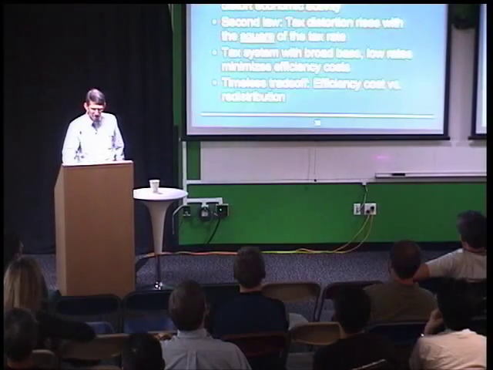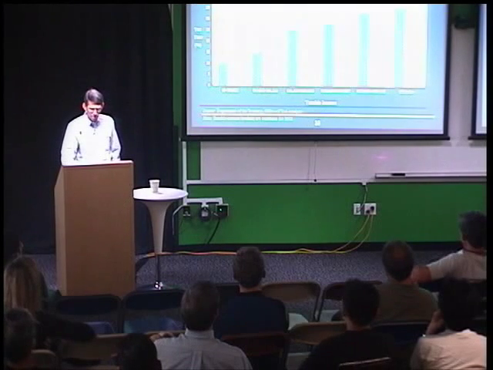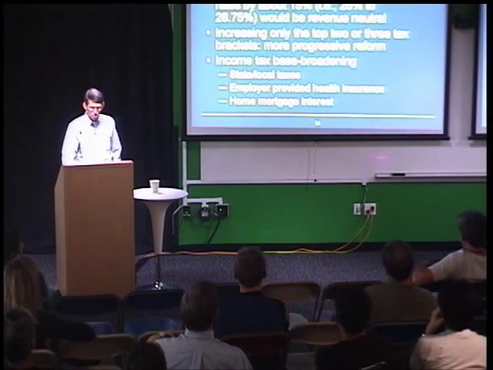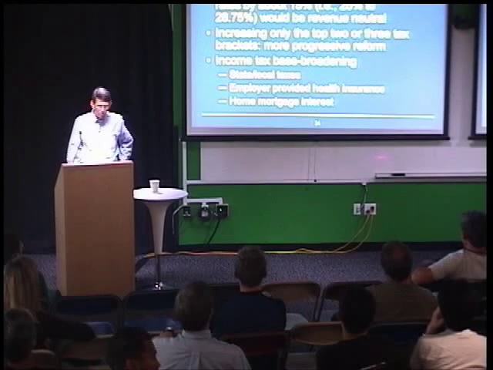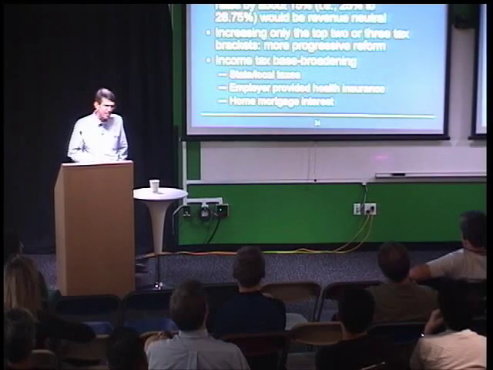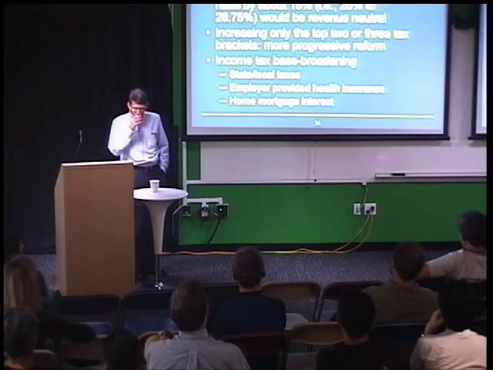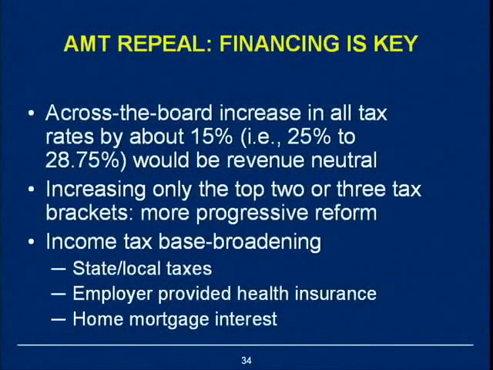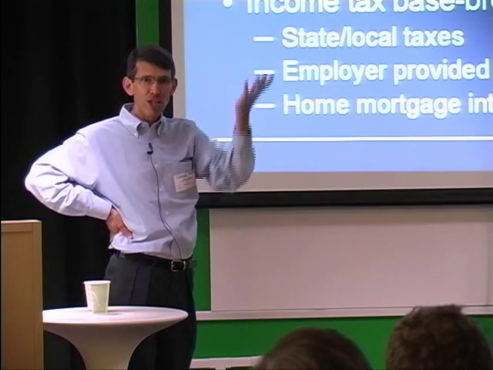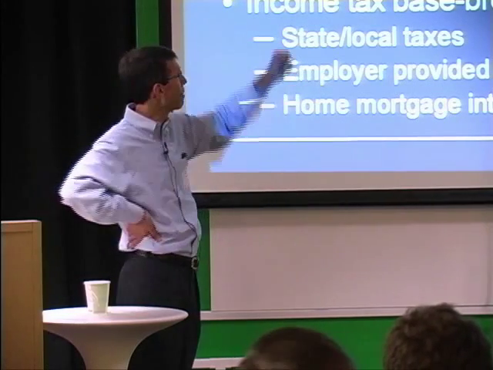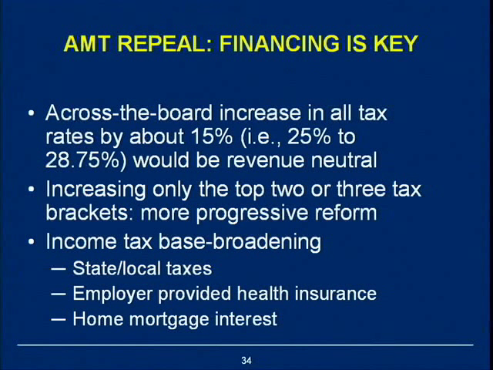Okay? The last thing I'll do is just to show you a little bit of the kind of different things that one could do if one thought about base broadening, and then I'll stop and take any questions that are left. If you thought about the AMT repeal option, okay, and going that way, one way that you could do AMT repeal is you could take the regular income tax and raise the rates across the board by about 15%. Okay, now that's not to take your 35% rate to 50. It's to take the 35% to 1.15 times 35.